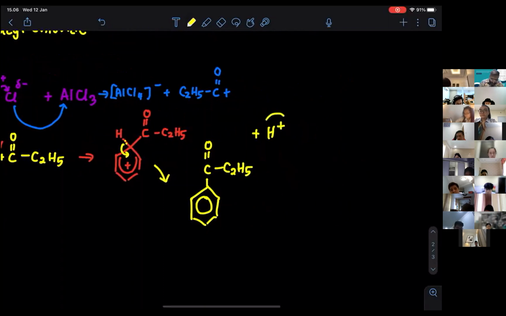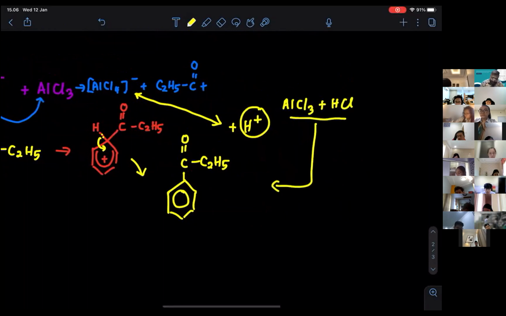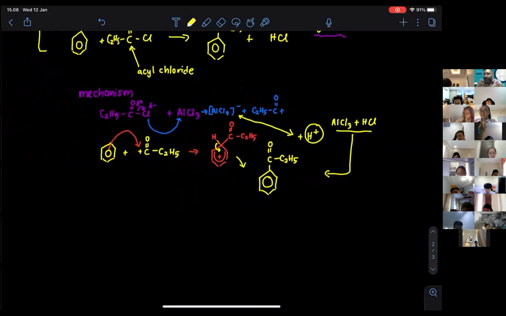This H plus will react with the halogen carrier from earlier, so they are going to give you AlCl3 plus HCl. That one is going to be here also. Can you understand this, Michelle? Okay. So whether it is alkylation or acylation, the way we draw the reaction is quite similar.